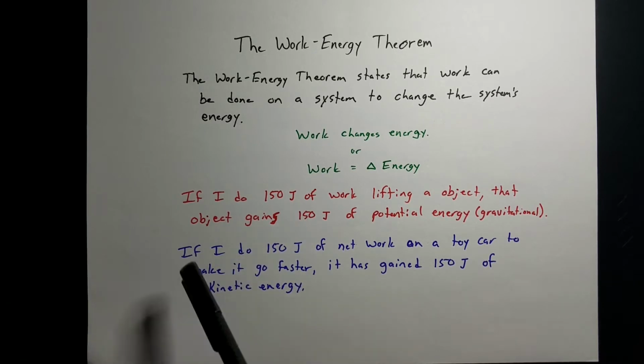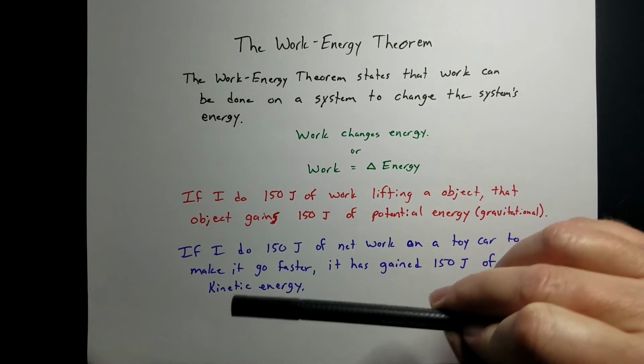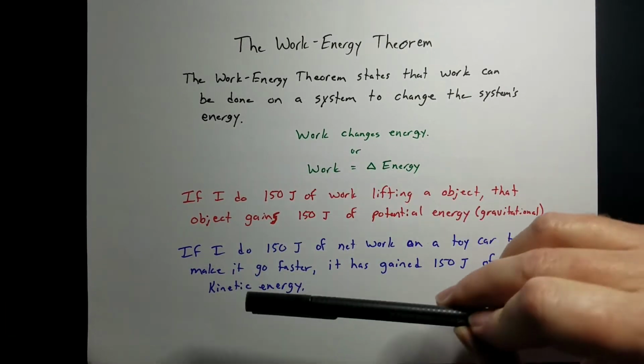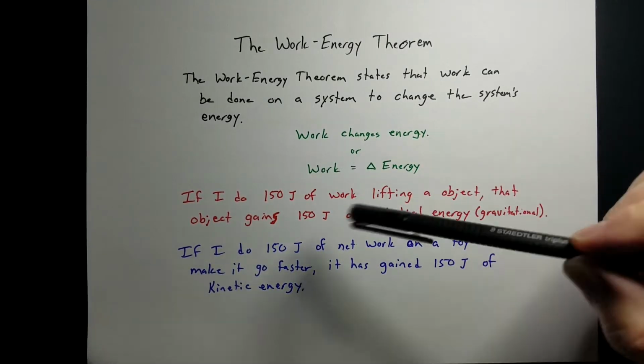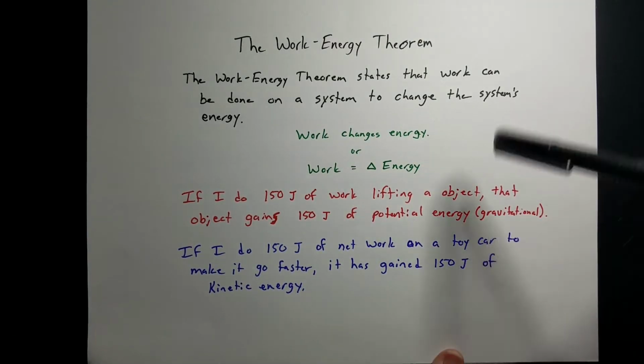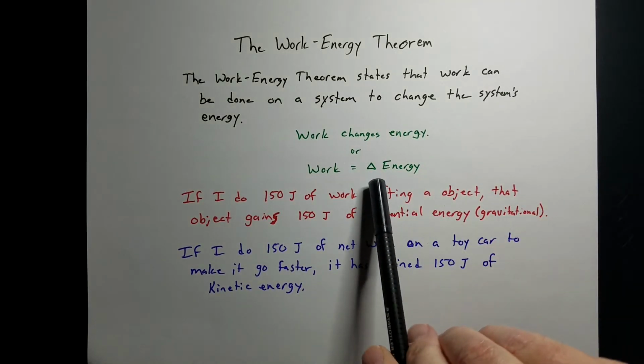Okay. So there's a lot of different situations that can go on, but in general, if we're making something move quicker or slowing it down, we're changing its kinetic energy. If we're changing its elevation, we're changing its potential energy. So one way that we can express work is simply the change in energy.